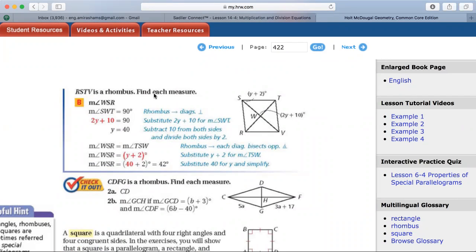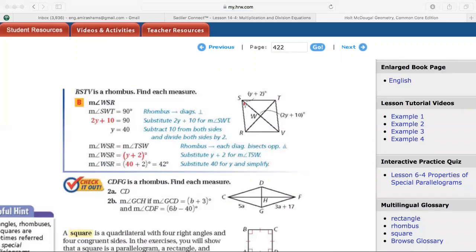RSTV is a rhombus. Find each measure. Angle WSR. This angle is required. Okay, how will I get it? Angle SWT is equal to 90. Yes, this one is equal to 90. Why? Because the diagonals of the rhombus are perpendicular to each other. So, yes, this one is equal to 90.